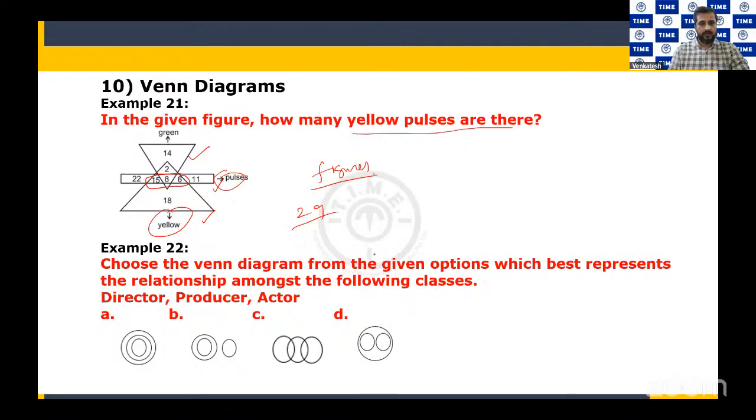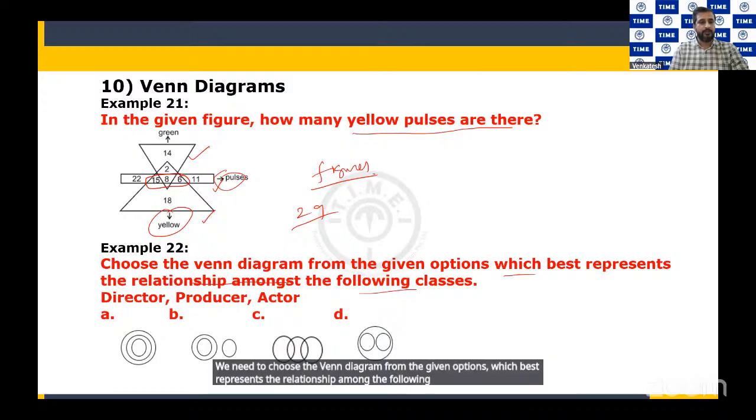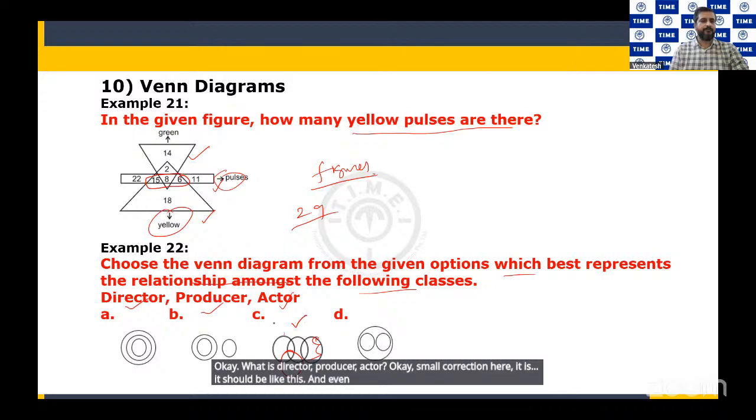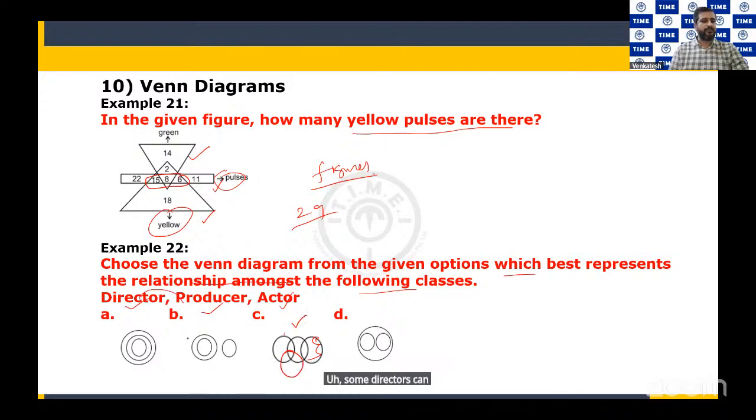Next, a Venn diagram that represents the best one. We need to choose the Venn diagram from the given options which best represents the relationship among the following classes. We have given director, producer, actor. Okay, small correction here. It should be like this. And even the answer is safe. Some directors can be producers, and some directors can be actors, or some producers can be actors. So it is choice C. The relationship we have to identify.